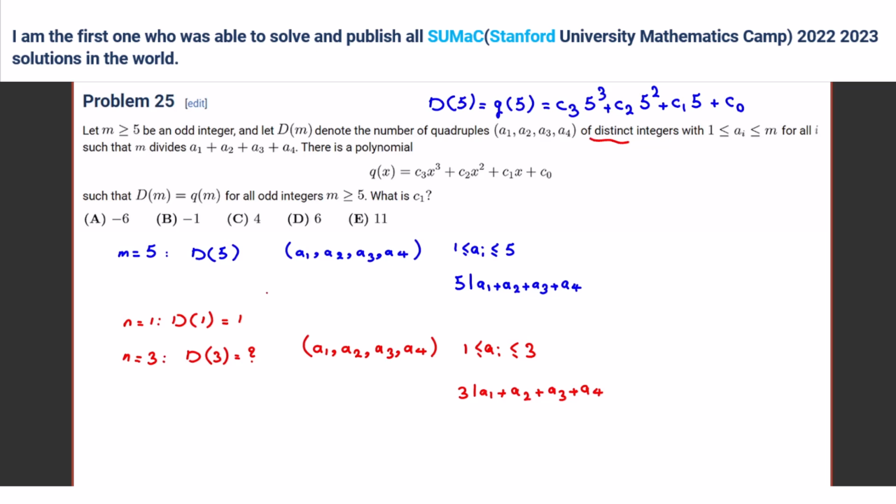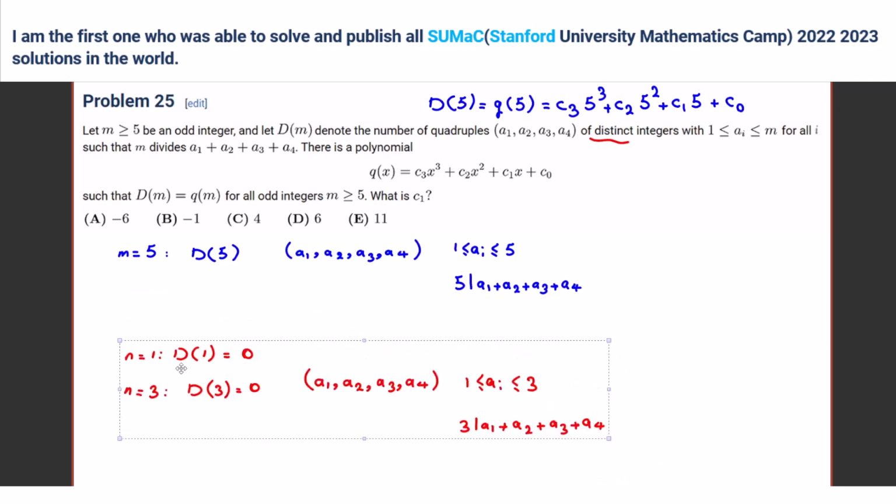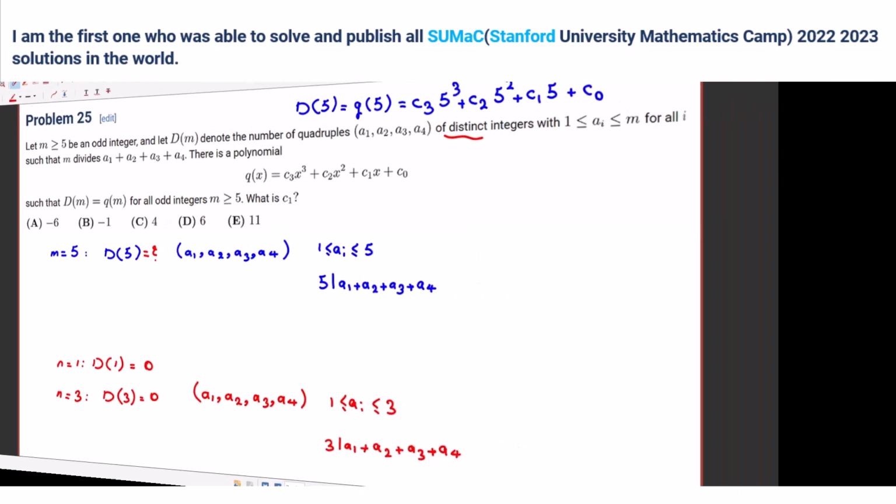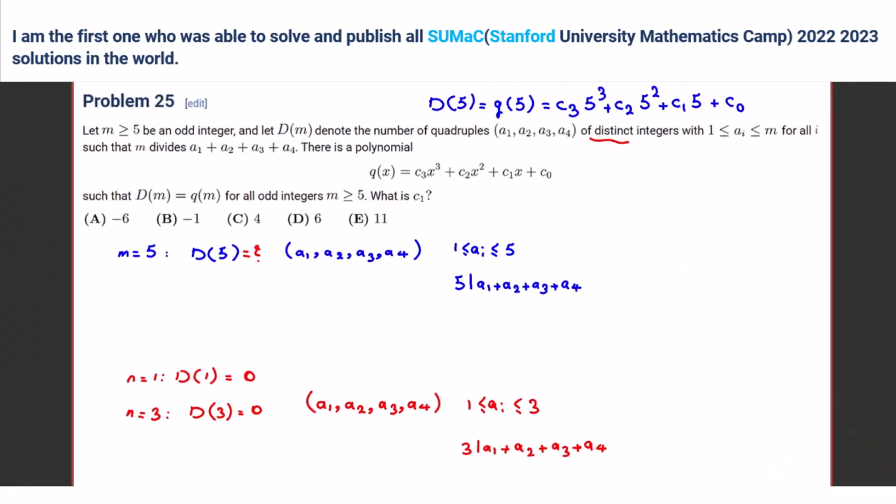So again, it's 0. Also the previous one is 0. That's the reason it should be at least 5, right? Because they are different, so it will be easier to check m5, right? So check m5, find d5. Okay. I get 0.